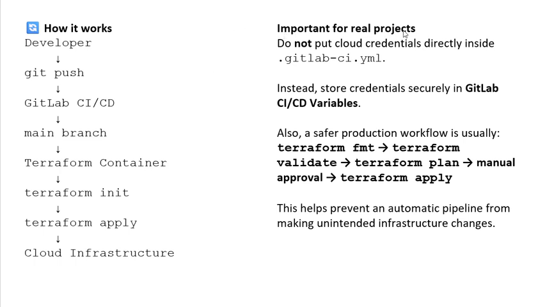Importantly, in a real project, do not put the cloud credentials directly inside the .gitlab-ci.yml. Instead, store the credentials securely in GitLab CI/CD variables. Also, a safer production workflow is usually terraform fmt, then terraform validate, then terraform plan, then a manual approval, and after that terraform apply. This prevents automated pipelines from making unintended infrastructure changes.